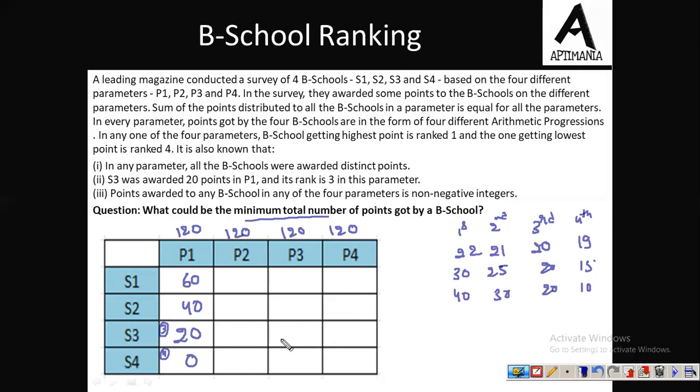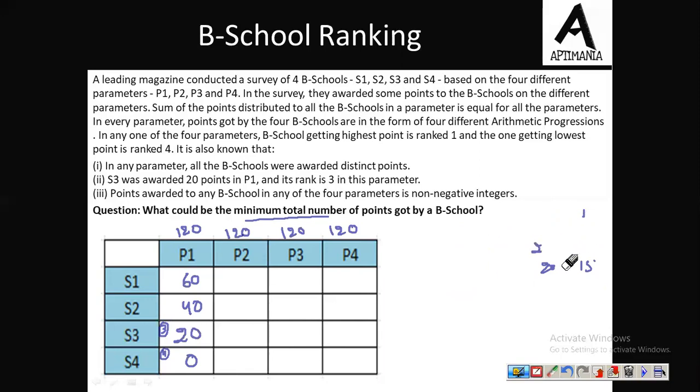But the question still remains: how should the values of P2 be filled? How can we fill the values of P3? How can we fill the values of P4? So let us do one thing for that. As we know that the total has to be 120, and this is the sum of 4 terms of an AP, let us use the formula for the sum of n terms of an AP. The sum of n terms of an AP is given by n by 2 times first term plus last term.